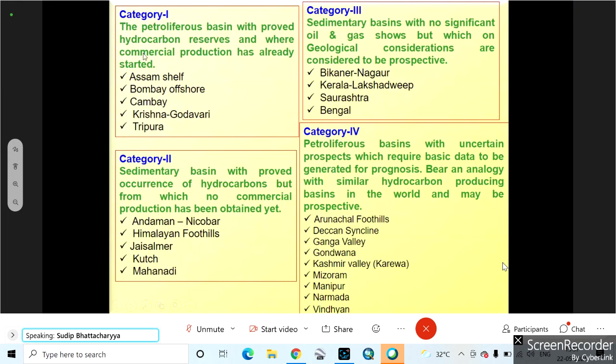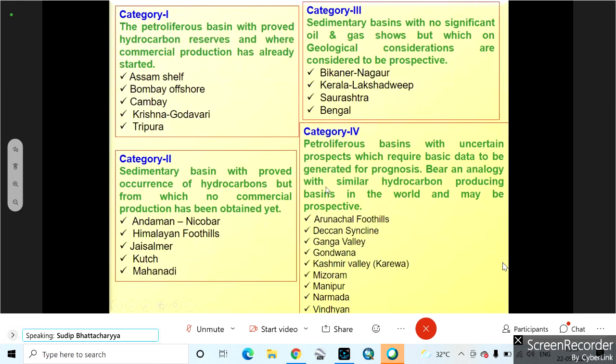Category 1: Andaman Shelf, Assam Shelf, Bombay, Cambay, KG and Tripura, you know these. Category 2: Andaman Nicobar, Himalayan foothills, foreland basins, Jaisalmer, Kutch, Mahanadi. Category 3: Bikaner, Nagpur, Nagaur, Kerala, Lakshadweep, Saurashtra, Bengal, West Bengal. And category 4, all the other basins come here. So these are the categories.